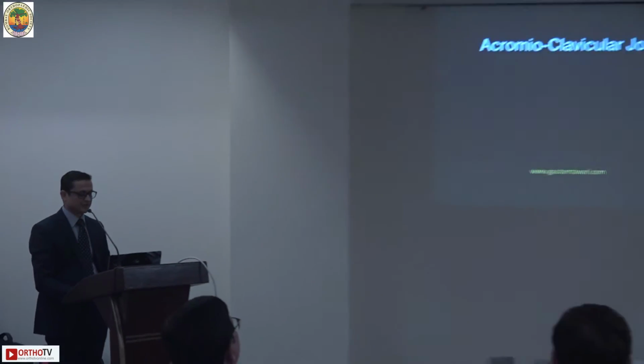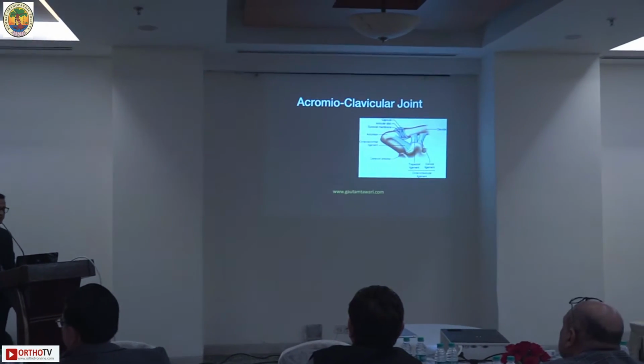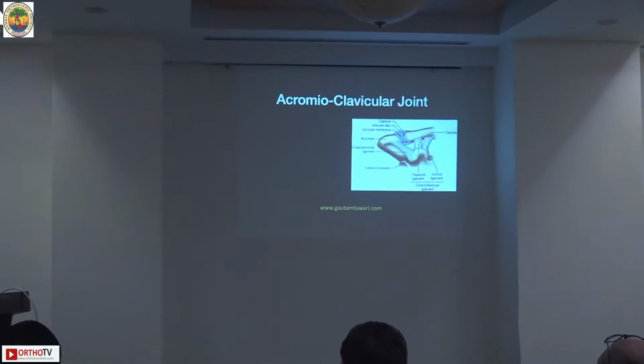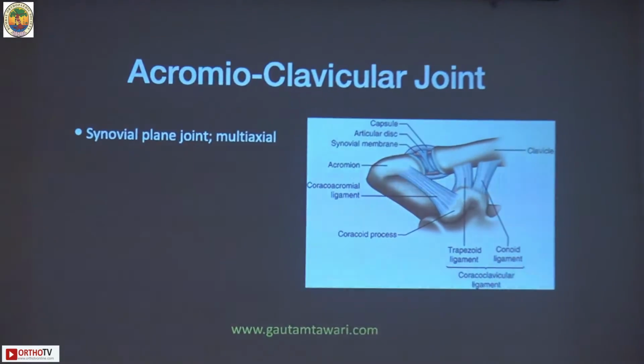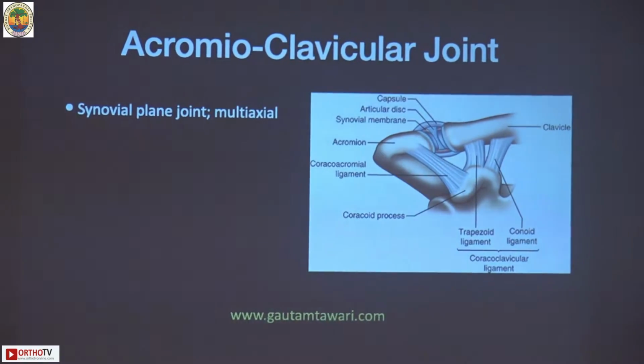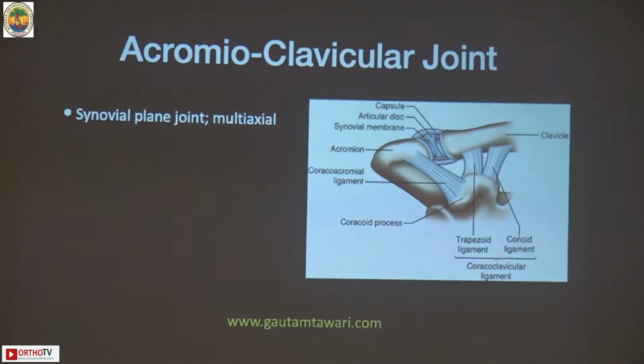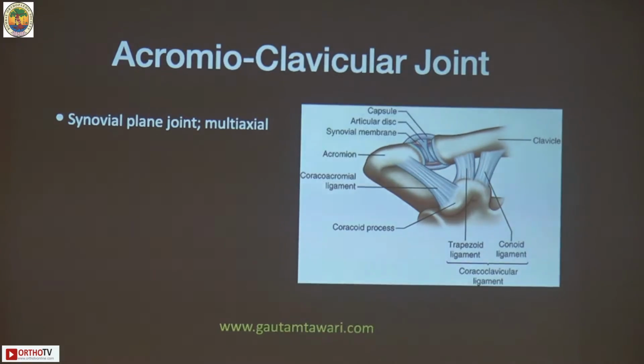So, acromioclavicular joint, understanding the joint is important. This is what it looks like. This is what it has around it. So it's a synovial plane joint. It used to be called a diarthrodial joint. However, we moved on from that and we call it a multi-axial joint.